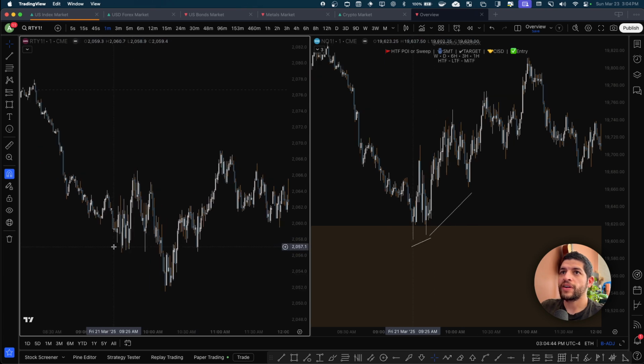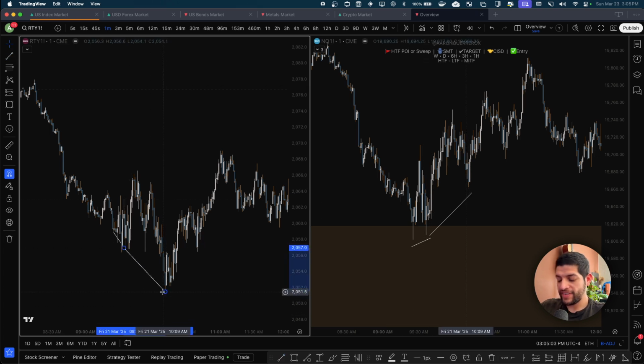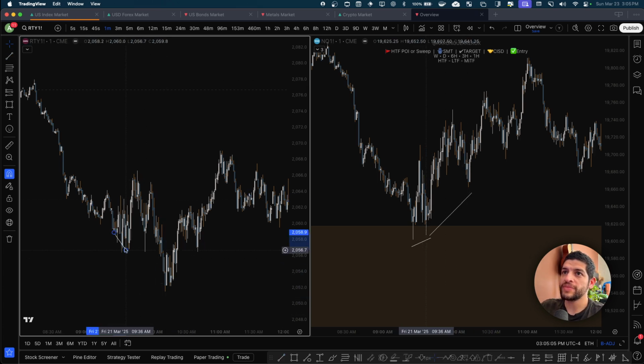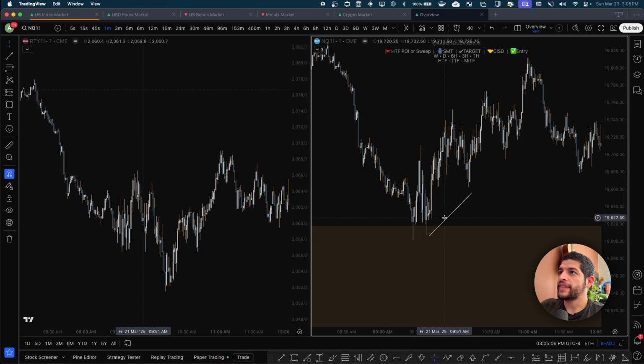So what about RTY? Well, RTY gave us a cleaner SMT between this low here and right there. You can see we have a low and then a lower low and then a lower low. So now we have SMT here. There's multiple SMTs. That's all I'm going to show you today as far as SMT; there's more that goes into it, like I said.